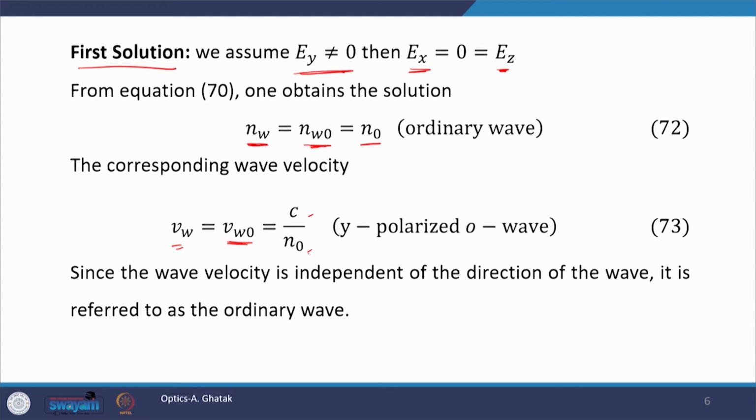Okay, and we represent it as v_w0. But do remember, all these things are valid only for E_y not equal to 0 and E_x and E_z equal to 0. It means the electric field is pointing only along the y direction. It means the wave is y polarized. Then if the wave is y polarized, we have the ordinary refractive index. A y polarized wave in such a situation is called an O wave.